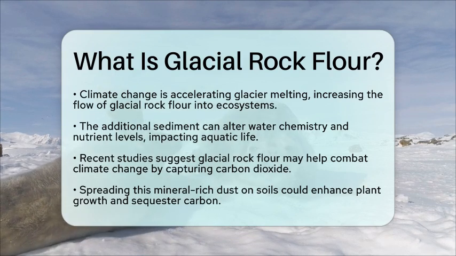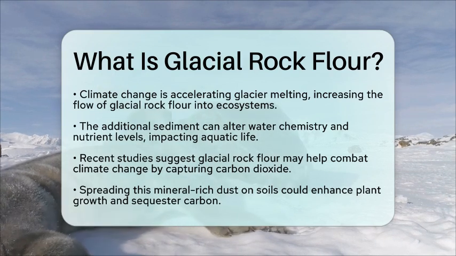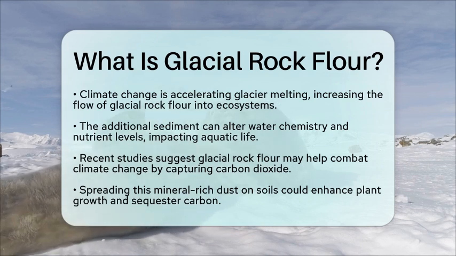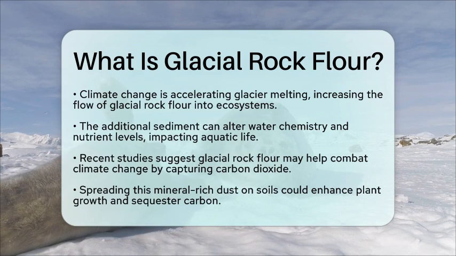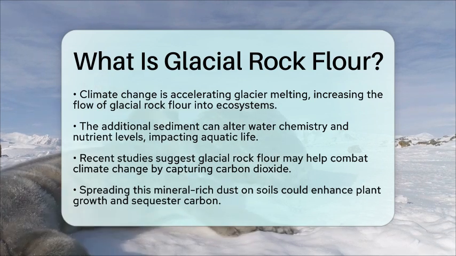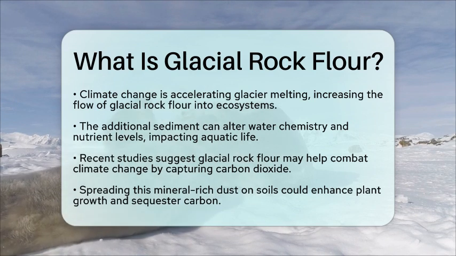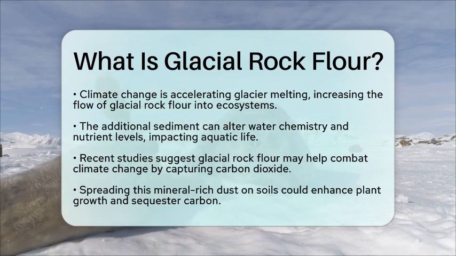In summary, glacial rock flour is the fine powder produced by the grinding action of glaciers on bedrock. It shapes the appearance and chemistry of glacial waters and may even help mitigate climate change. Understanding this process is essential as we navigate the impacts of climate change and sea level rise from melting polar ice.